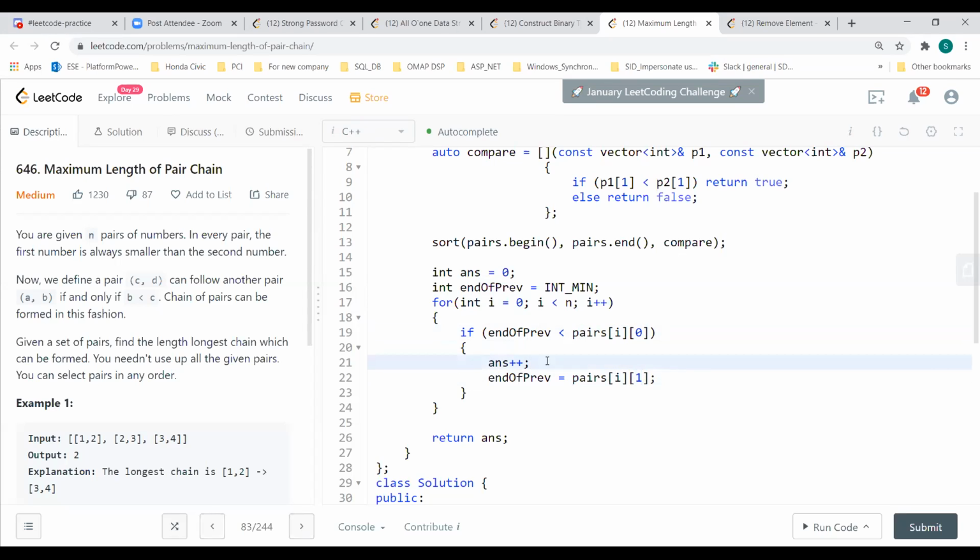You are following the merge interval process, kind of, right? Not exactly, but somewhat maintaining the previous end value. Yeah, it is a merge interval kind of problem. Now it becomes very easy. The only thing is this is an n log n solution because of the sorting.